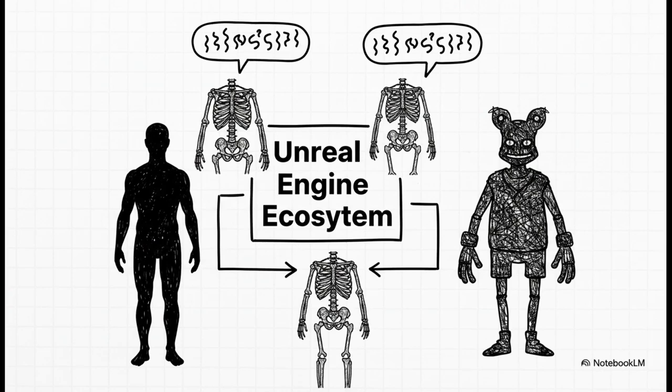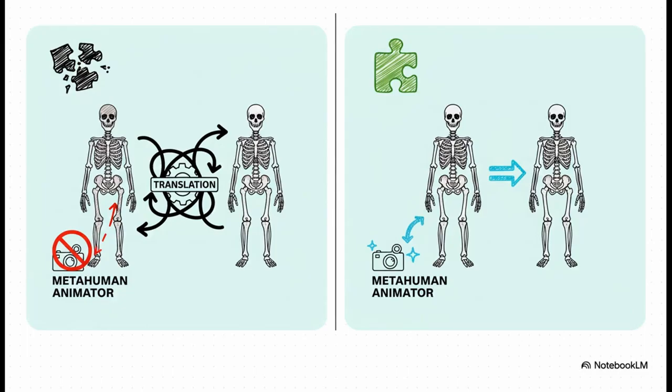Now, the whole mindset here is different. You're not trying to make a metahuman. Instead, you're building a metahuman equivalent. Think of it as a character that's designed from day one to be a drop-in replacement. It speaks the same language, has the same bones, it's fully compatible. And you really need to know the difference between Character Creator 4 and 5 because the jump was massive.